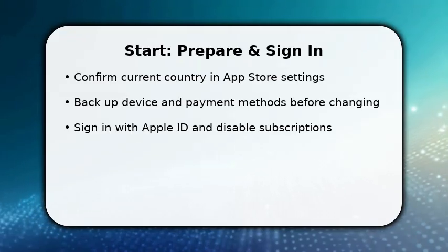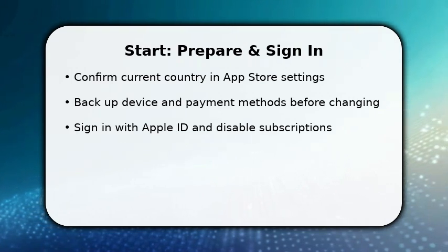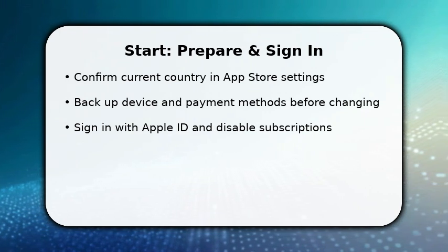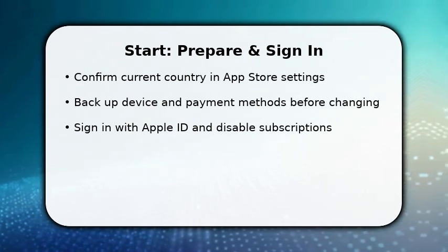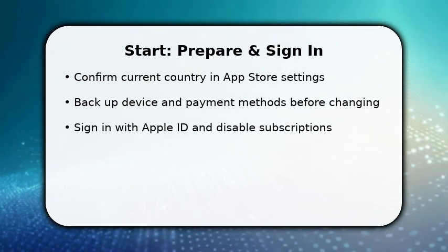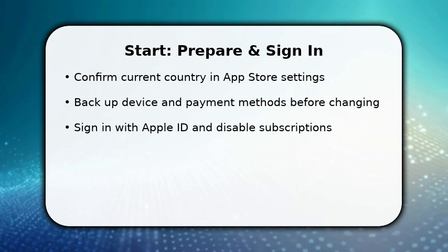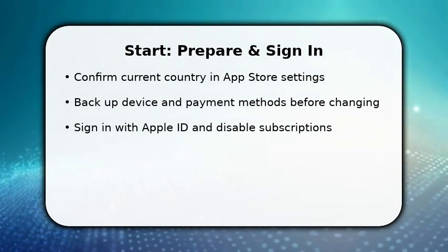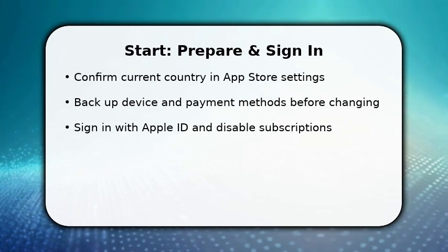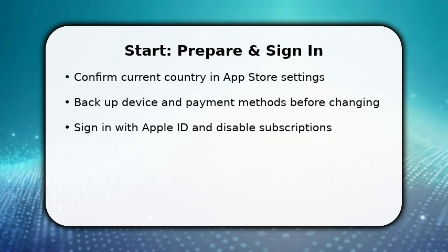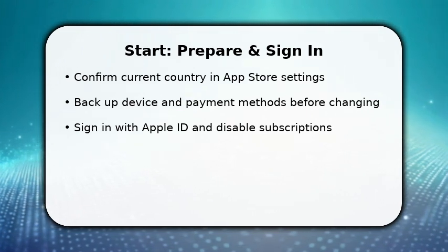You begin by confirming your current App Store country and signing into Settings Apple ID so you can change it. Once done, back up your device and remove any active subscriptions or family members that block country changes, because the system requires a clear billing state. Make sure you have a valid European payment method ready or select None temporarily. This avoids rejections. You'll also need a local address for the target country to complete the switch.